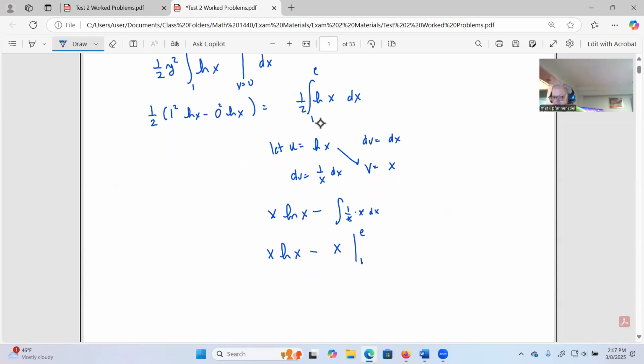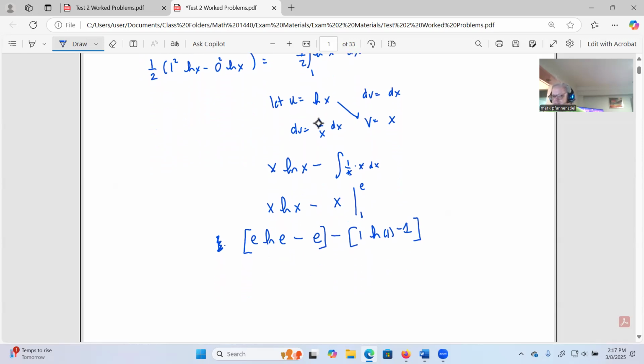So we have 1 times, oh, let's go ahead and do this. We have e times the natural log of e minus e. Okay, that's evaluated at e. Minus, so we'll go ahead and put this in brackets, and I've got 1 ln of 1 minus 1. Okay, and that's what we're going to go ahead and evaluate.